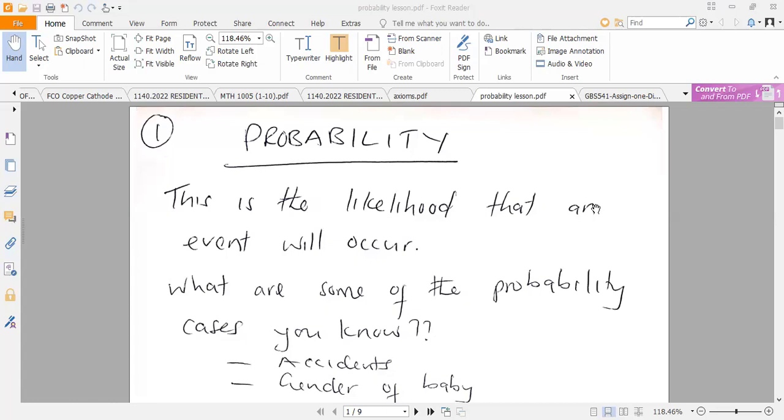Under conditional probability, we'll talk about the axioms of probability, or the properties of probability, and we'll look at a few examples of how probability can be applied.